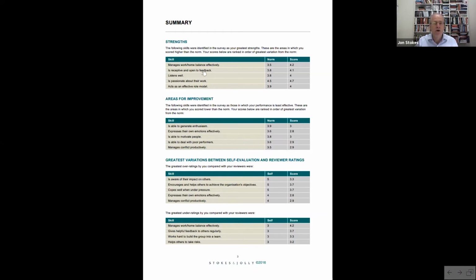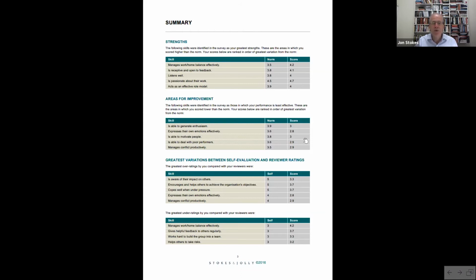So here are some examples of behavioral skills that were identified in the questionnaire. Managing work-home life balance, this person was regarded as a strength by people. They gave him, or her, a 4.2. Is receptive and open to feedback, 4.1. Listens well, 4. These are the scores I'm reading out here. The norms are, as I've said, 500 plus senior managers and leaders in organizations, comparison scores. So the person gets an idea of how they're scoring, and you can see pretty high scores here for passionate about their work, as indeed is true of the sample.